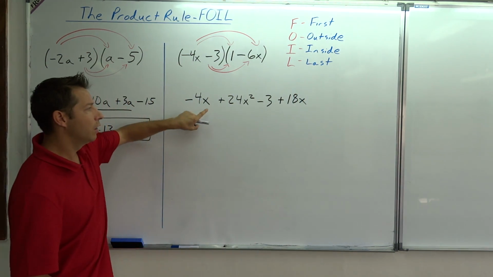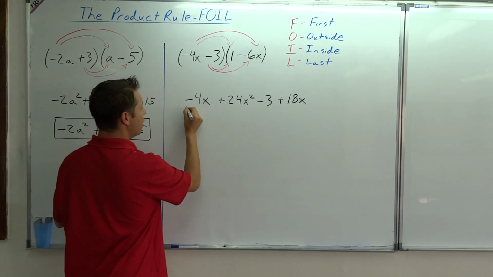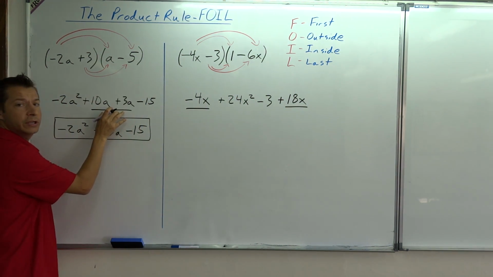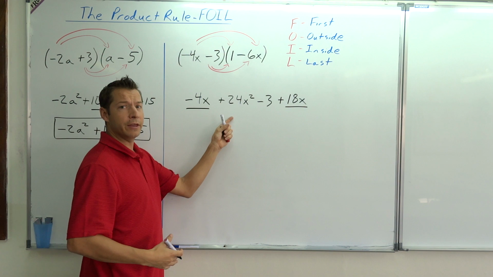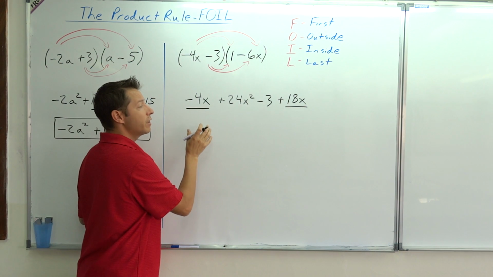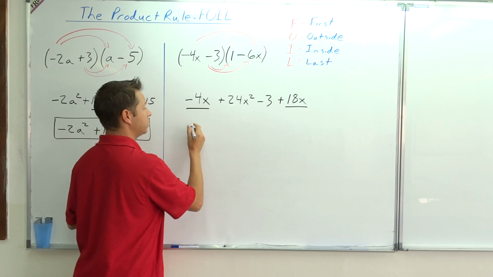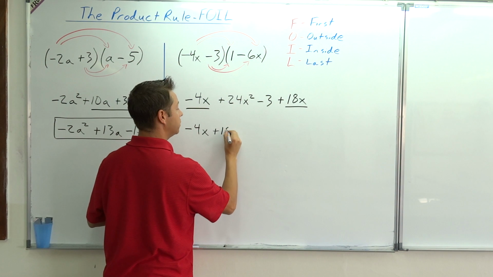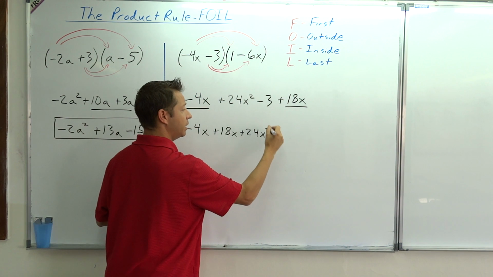And negative 3 times negative 6x is going to be positive 18x. Now notice, I've still got 4 terms just like in the previous question, but I've got a term here and a term here that are like terms, instead of the 2 like terms being next to each other. So as I mentioned in a previous video, when you get an opportunity like this, you want to rearrange and rewrite the expression so that your like terms are together, so you minimize the chances of making mistakes with directed numbers. So I'm going to write negative 4x plus 18x plus 24x squared minus 3.